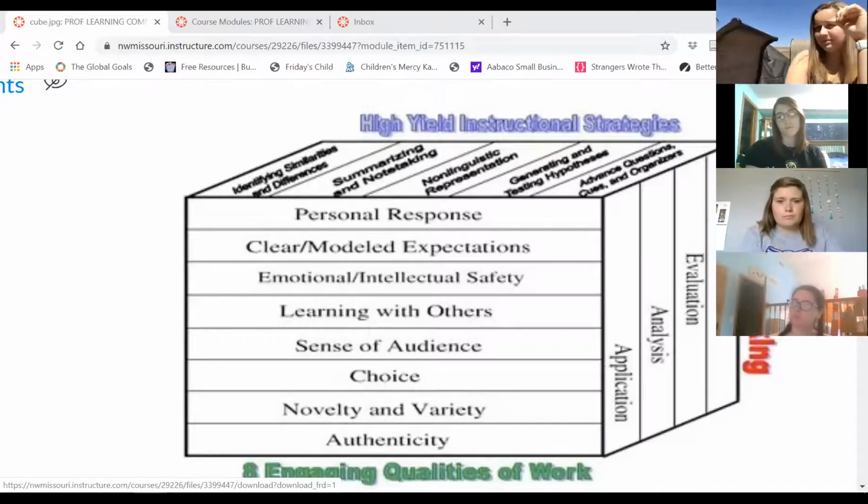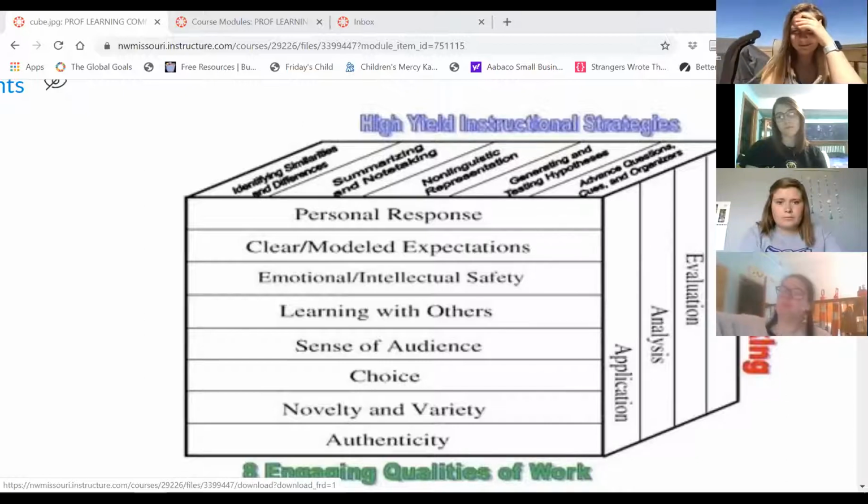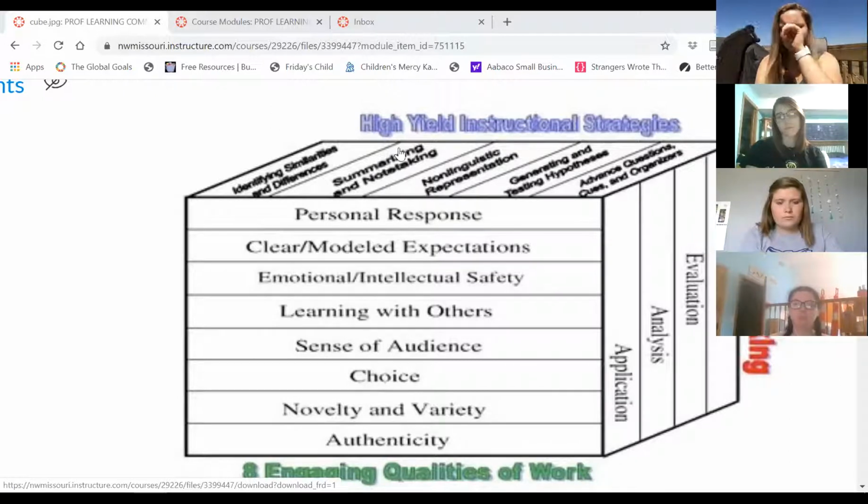They're going to have to synthesize what they heard and what they've read, maybe do some analysis with that. There's summary in there, so there's summarizing and note-taking. There's potentially non-linguistic representation.